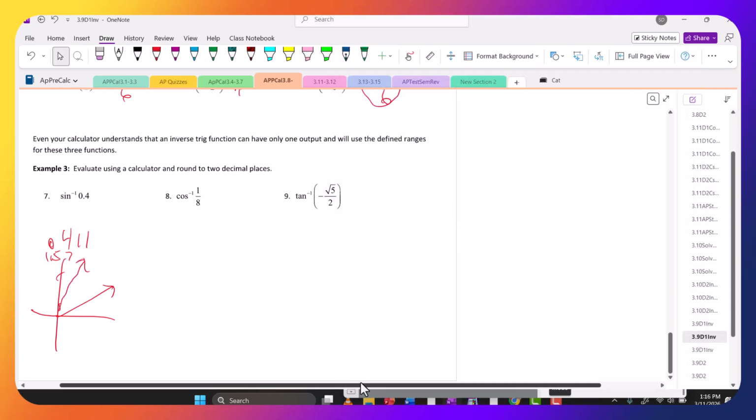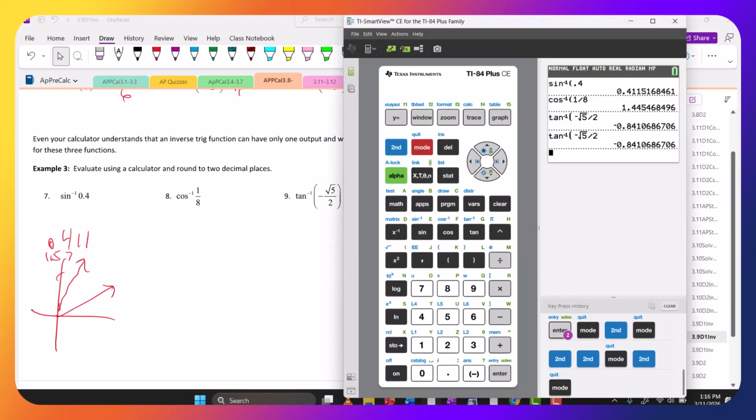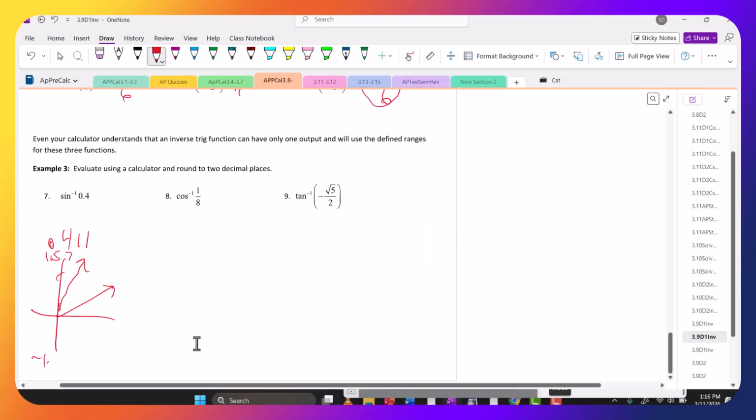When I inverse tangent on my calculator negative root 5 over 2, I get negative 0.84. If this is negative 1.57, then negative 0.85, whatever, is in quadrant 4. The calculator's following the rules as well. It gave me for a negative ratio a negative angle measure. So I just wanted you to have some thoughts about that. Okay, I'm done. I over explained a lot, but I really hope that helps and makes this section really easy.